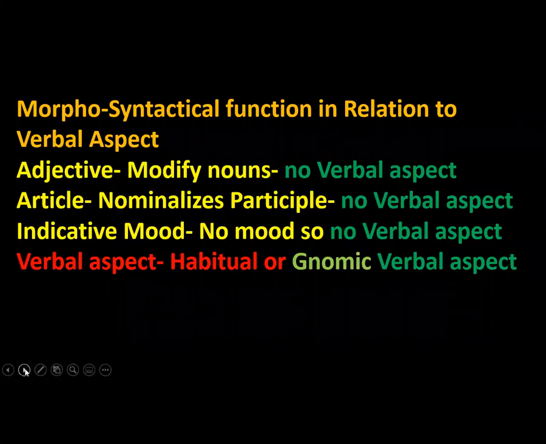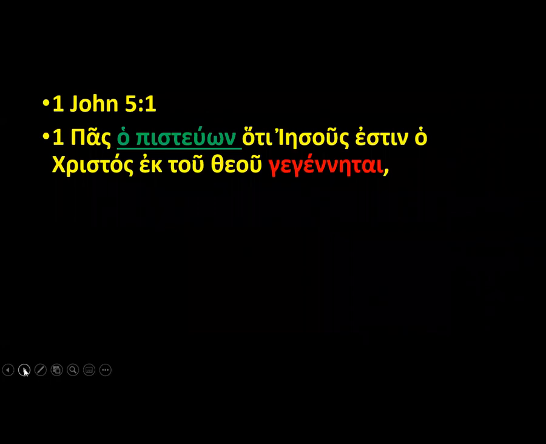So going back to this previous slide, as we're coming to this passage and I'm fixing to show y'all at 1 John 5:1, I want us to keep in mind these ideas that if it's like an adjective, it has no verbal aspect. If it has the article and it's nominalized, it has no verbal aspect. If there is no mood, then how does it have verbal aspect? And then the other aspect is this: if it does have verbal aspect, it still can have a gnomic meaning, and so that can affect our understanding of things. So let's go to the slide. And so here it is.